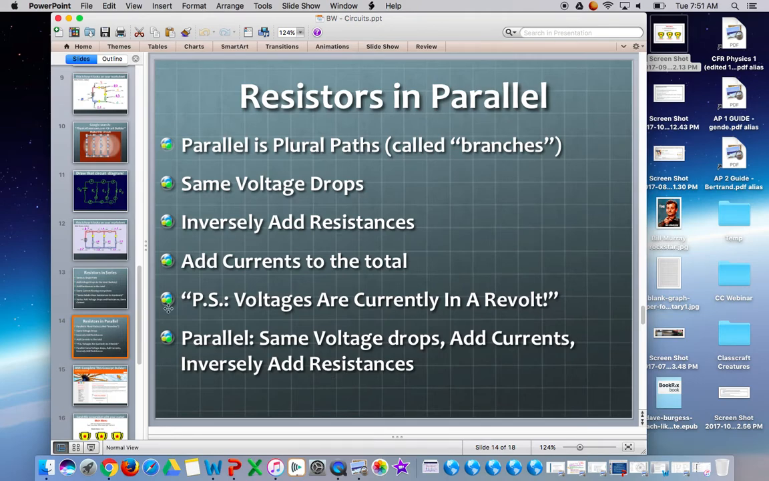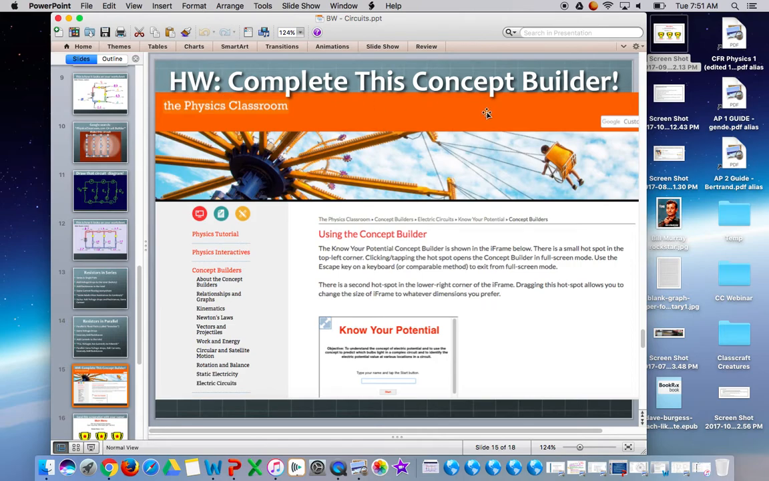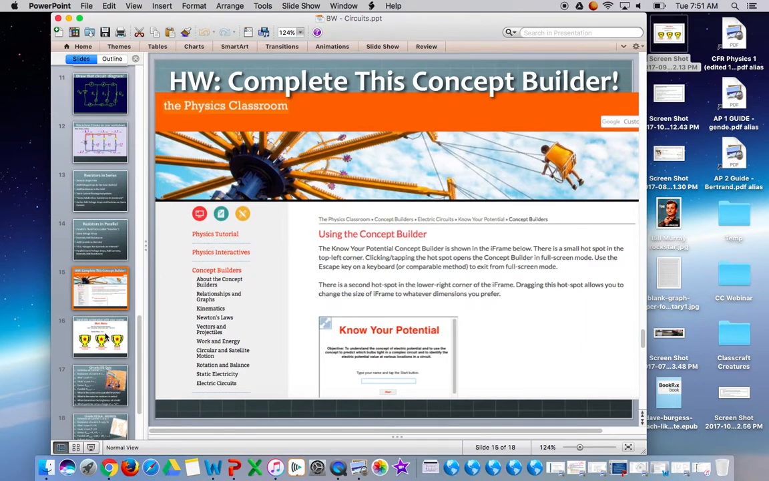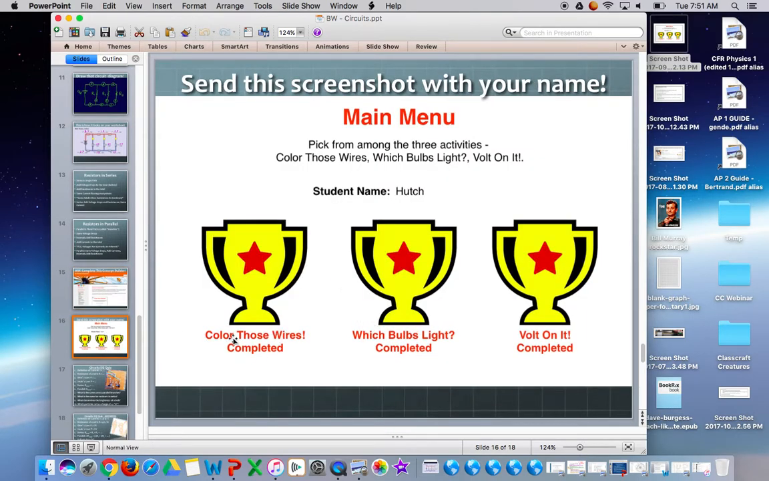Okay, hopefully that's helpful. Now what you're going to do to practice this out, you're going to go to this concept builder, Know Your Potential, on the physics classroom, and you are going to engage that Know Your Potential. There are 3 levels: color those wires, which bulbs will light, and volt on it. And you're going to put your name in there first and last, and you're going to get these trophies. You want to take a screenshot of this with your name in there and send that to me, and then you have your grade for your homework.